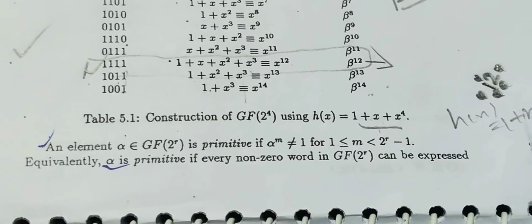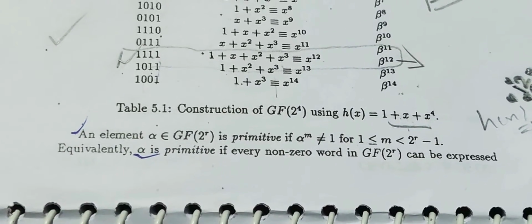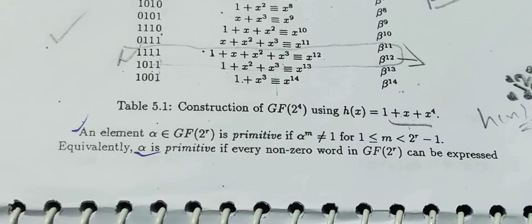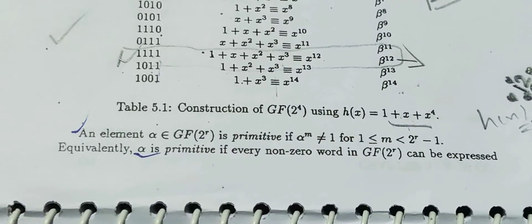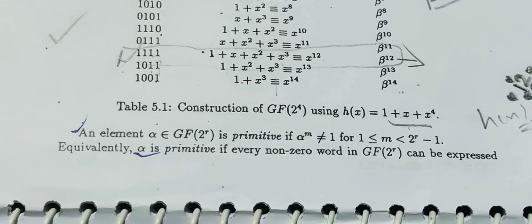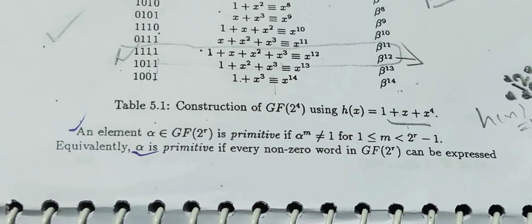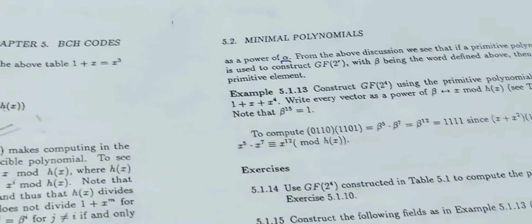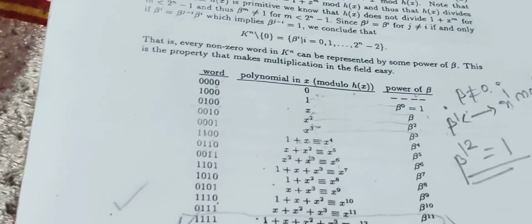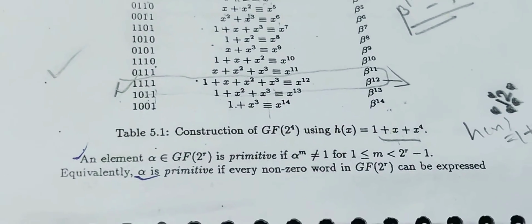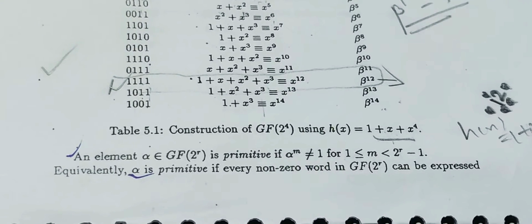Okay. Here is the definition. An element alpha belongs to Galois field of 2 raised to r is primitive if alpha raised to m is not equal to 1 for 1 less than or equal to m less than 2 raised to r minus 1. Equivalently, alpha is primitive if every non-zero word in Galois field of 2 raised to r can be represented as a power of alpha. That means a polynomial is primitive. What is that? f of x is a polynomial which is primitive. That means f of x doesn't divide 1 plus x raised to m.